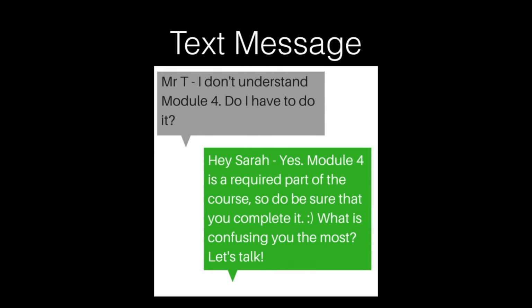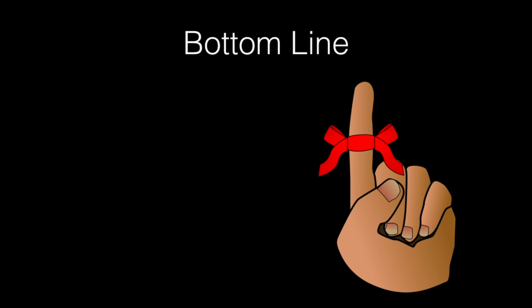Rather than a curt response, this text message uses a salutation to acknowledge the teacher's established relationship with his student. He answers her question very clearly, and then he offers to help her out, further developing their teacher-student relationship. The bottom line? When communicating via writing with students, it's especially important to remember two things.